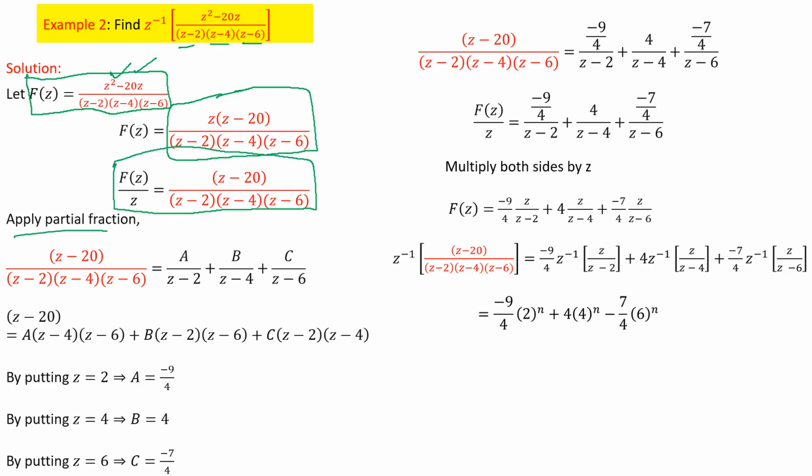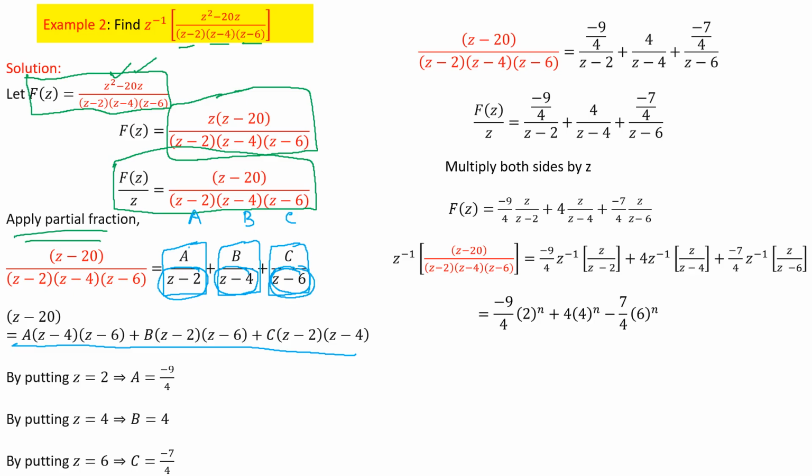Step number 3, we are going to apply partial fraction. In this problem, I have 3 linear factors. So here we have, this is like a, b and c. So let me write this as a by z minus 2 plus b by z minus 4 plus c by z minus 6. Then we have this equation, right? When you take a, you have to multiply by z minus 4 and z minus 6. When you take b, you have to multiply by z minus 2 and z minus 6. When you take c, you have to multiply by z minus 2 and z minus 4.